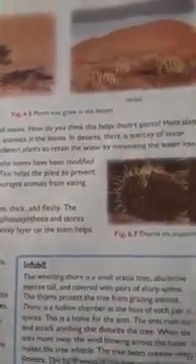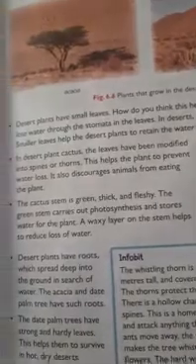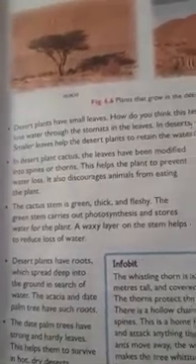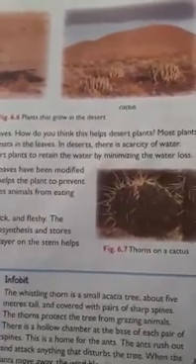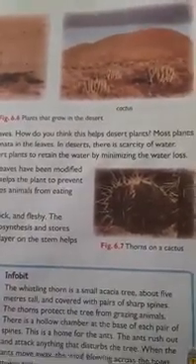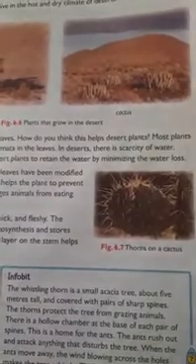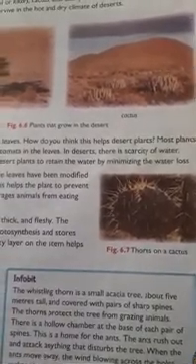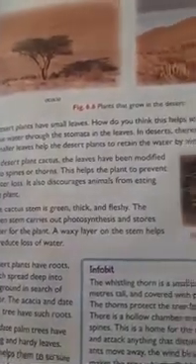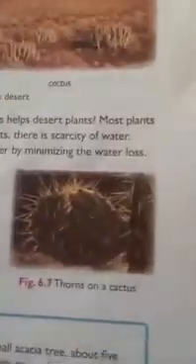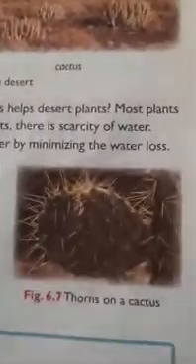In deserts there is scarcity of water, a shortage of water. So smaller leaves help the desert plants to retain water by minimizing water loss. If leaves are small and sharp like thorns, transpiration cannot take place, so there is no loss of water. In desert plants like the cactus, the leaves have been modified into spines or thorns.